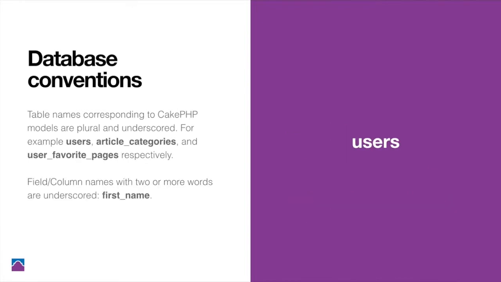Going back to that users example, the database convention is to use the name of your table in a plural way. So you wouldn't use user, you would use users. It's also great to have it all lowercase. I actually recommend that all your table names and all your field names are all lowercase. Also, on the database side, CakePHP likes underscores, so it understands where multiple words happen, or when you're associating tables together. So you can see article underscore categories, and user underscore favorite underscore pages would be a table name. Same thing with first name, it'd be first underscore name.